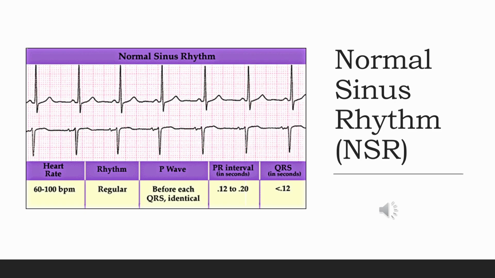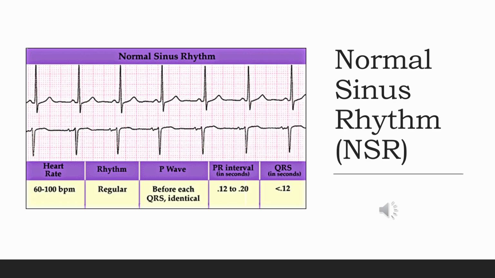Next is the QRS complex, or the QRS duration, which again is representative of ventricular depolarization. And this should be less than 0.12 seconds. This tells us that the electrical conduction through the ventricles is occurring efficiently. So when we put all of this together, a rhythm that meets all 5 criteria is considered a normal sinus rhythm.